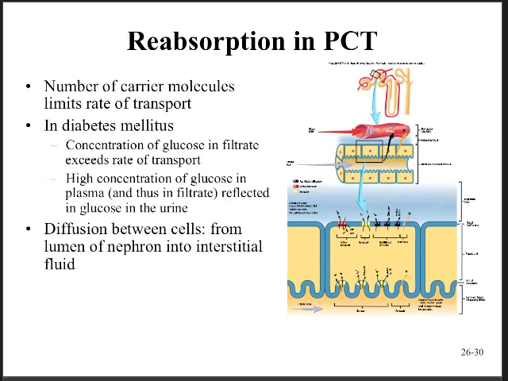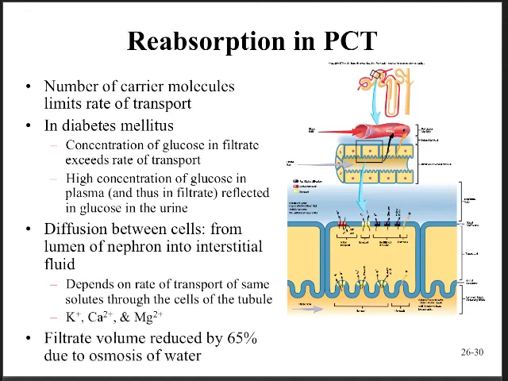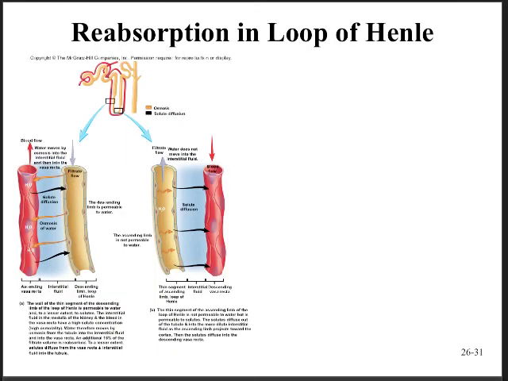Diffusion between the cells runs from the lumen of the nephron into the interstitial fluid, and it depends on the rate of transport of the same solutes through the cells of the tubule. Examples of solutes that move this way include potassium, calcium, and magnesium. The filtrate volume is reduced by 65% due to osmosis of water. That's, of course, going to follow these solutes primarily back into the blood. And again, we want to recover the vast majority of what enters the nephron. Otherwise, we would dehydrate in very short order.